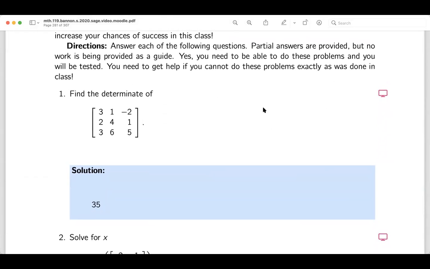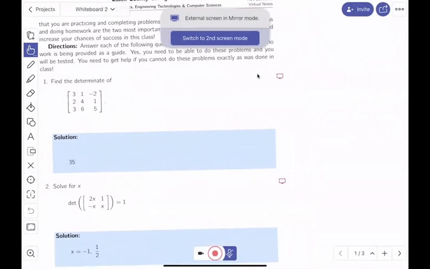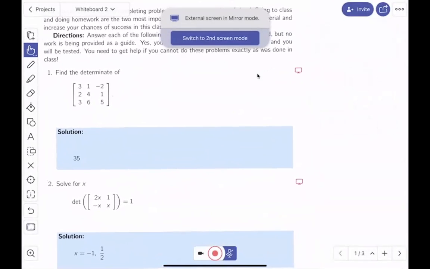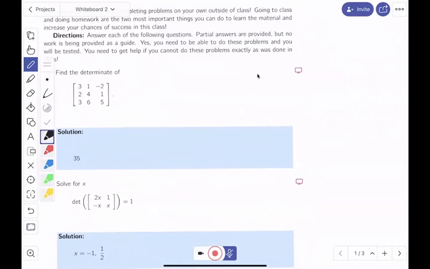Give me a second here. Okay, so what are we going to do? We're going to do problem number 1. It says compute the determinant of this. Let's write this down. I want the determinant of this matrix. We're going to do it by minor expansions.